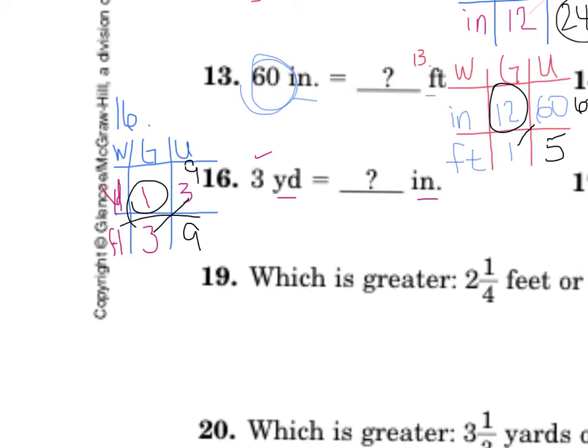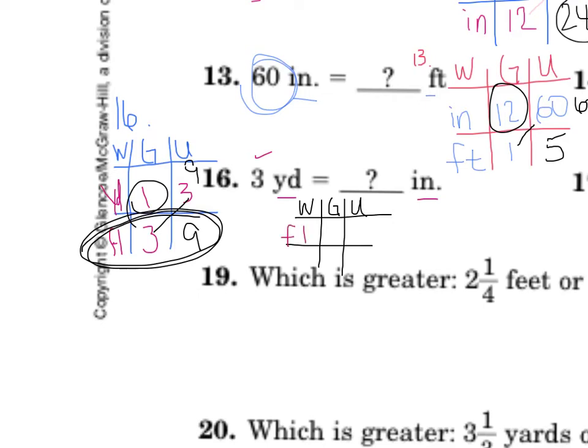Now we're going to take this information and put it on a WGU table to change it to inches. So here's my WGU, and I'm going to go from feet to inches now, which is 12 and 1. And I have 9 feet. Okay, now we get to use our math facts. 12 times 9 is what? 108, and 108 divided by 1 is 108. So 3 yards is equal to 108 inches.